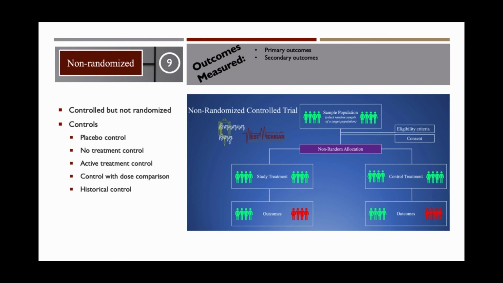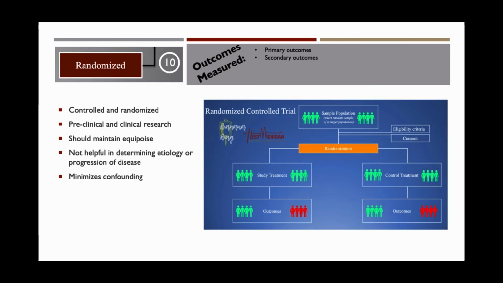Non-randomized trials are controlled but not randomized. Examples include placebo-controlled, no treatment-controlled, so one group might get treatment and one group just gets no treatment at all, not even a placebo. Active treatments, control with dose comparators, historical controls, which is essentially information from controls or from patients treated at an earlier time and or in different settings. That's what historical control is.